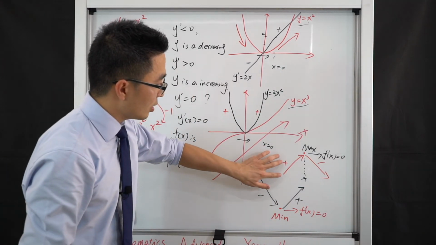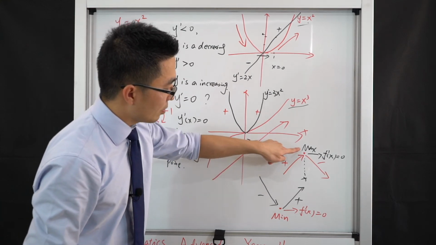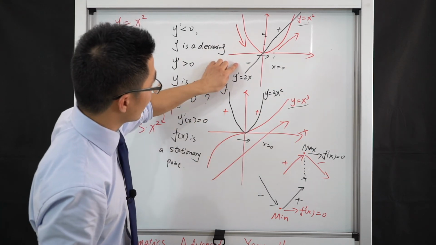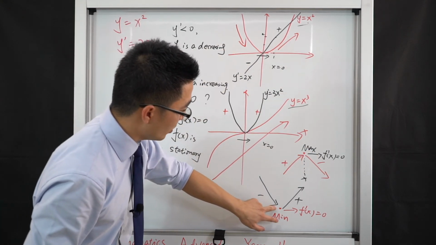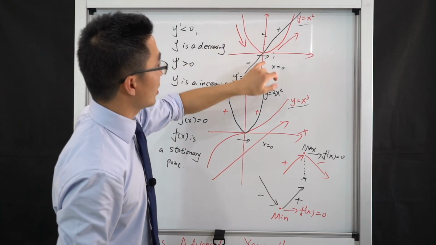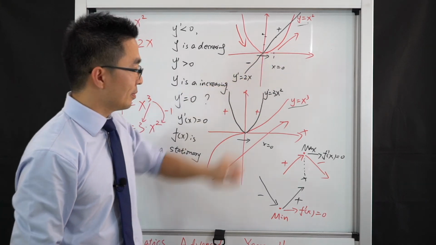So here, the derivative function is positive. So from positive to 0 to negative. For example, here, this one would be this one. So from negative to 0 to positive. So from negative to 0 to positive, then we can find a minimum of the function from here, right?